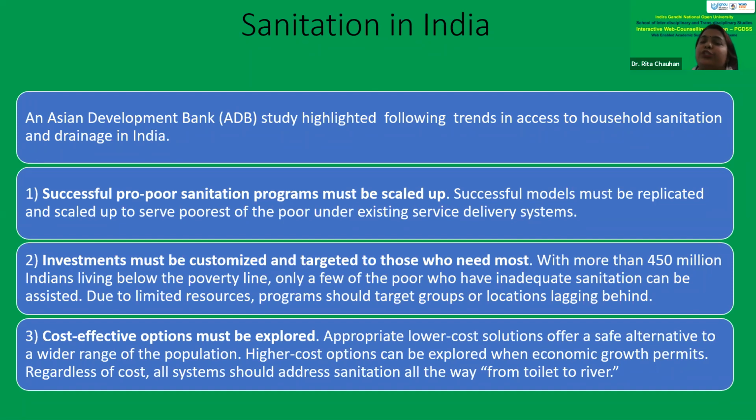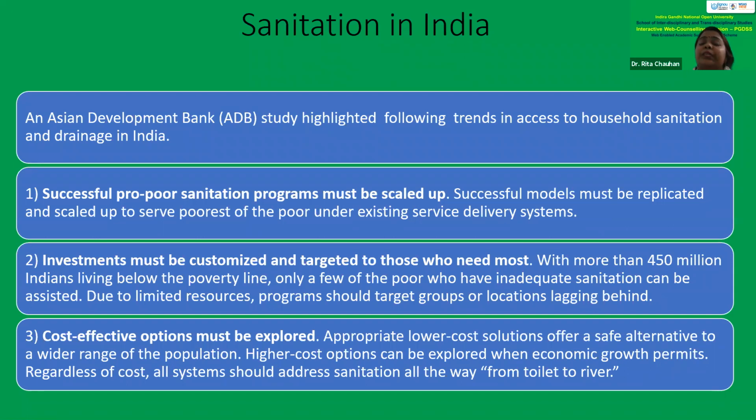Let us understand the situation of sanitation in India. According to a study by the Asian Development Bank, the ADB study, they have highlighted that we need improved household sanitation and drainage systems in India. The pro-poor sanitation program must be scaled up, because we know most poor people are not able to take care of their hygiene or sanitation due to poverty or many other reasons. So we should focus more on them. We should have a sanitation program exclusively for poor people.